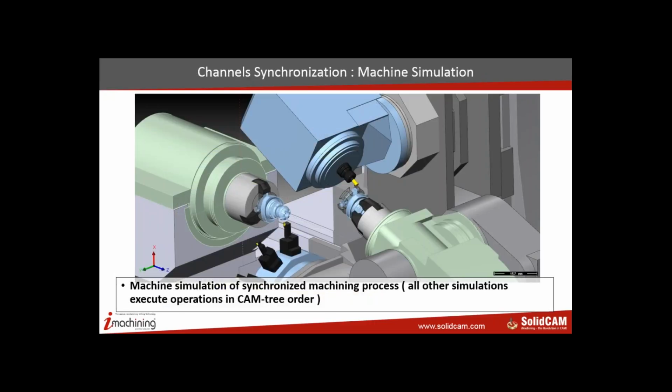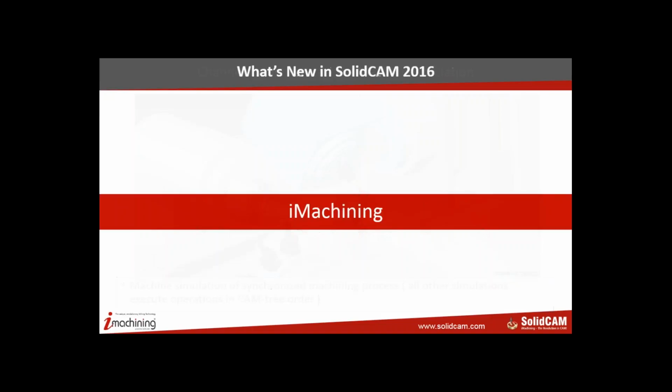Once you've changed your sequence of operations in your channel synchronization, you can then simulate it in the actual order that you've put things, just as it would be on the machine. Whilst you're running it in synchronization mode, you can see it in that way. All the other simulations will just show it in the CAM tree order.